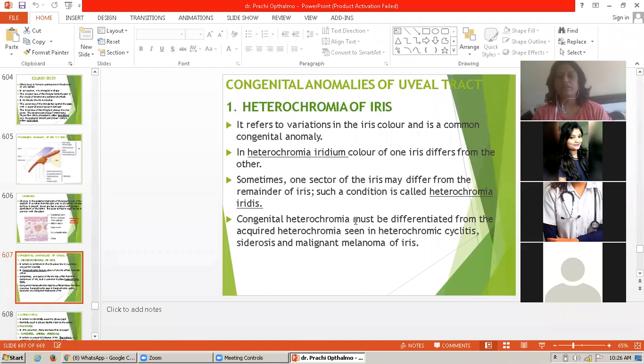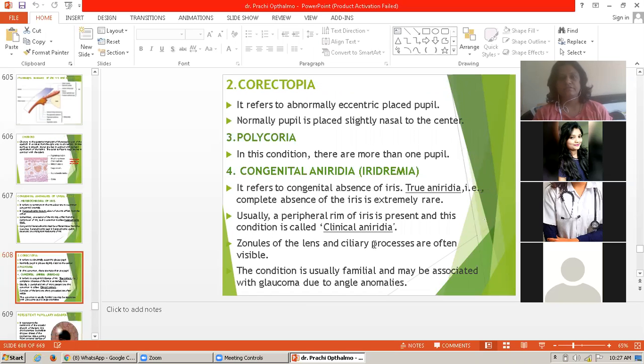Congenital heterochromia must be differentiated from the acquired heterochromia seen in heterochromic cyclitis, siderosis, and malignant melanoma of the eye.